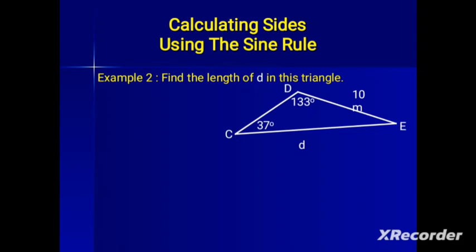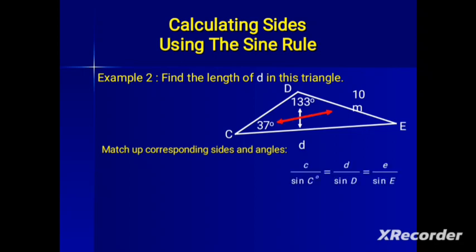We have been given two angles and one side, and you are required to find the length of the other side, that is D. Matching up corresponding sides and angles as dictated by the sine rule, you look at the triangle and realize that C over sine of C, the information there is given, as well as D over sine of D. No information is given on E and its corresponding angle.